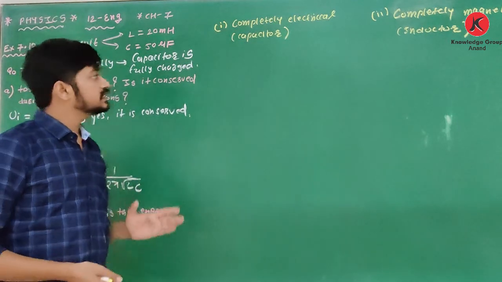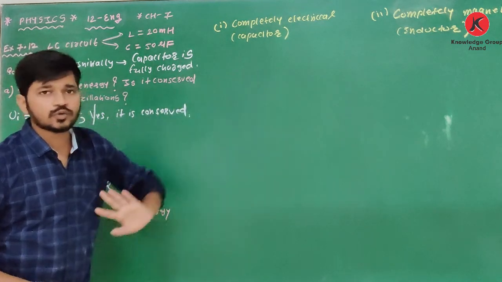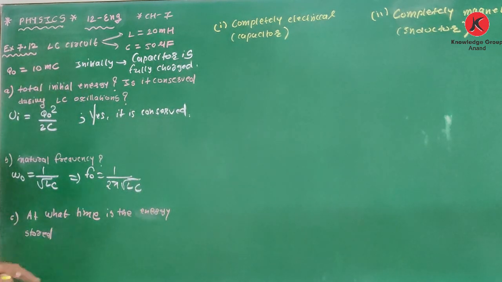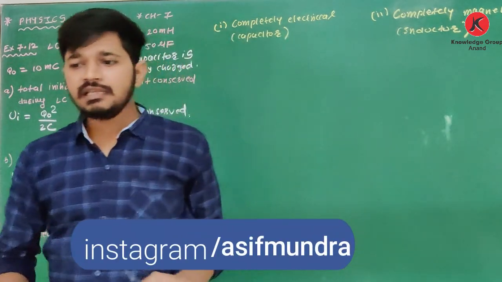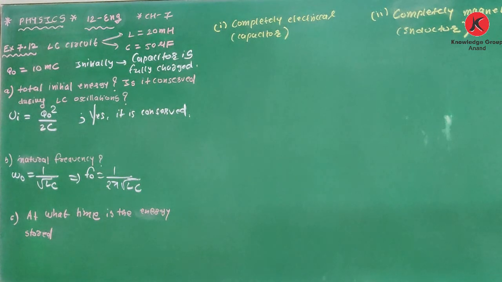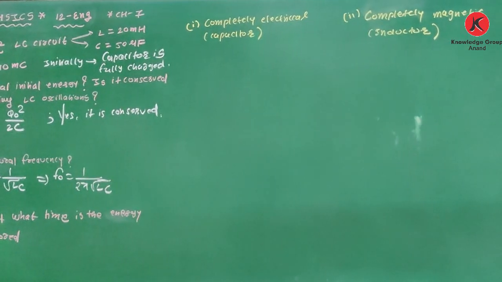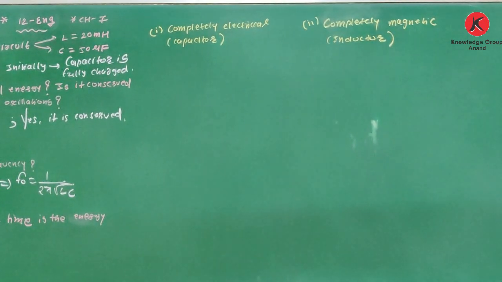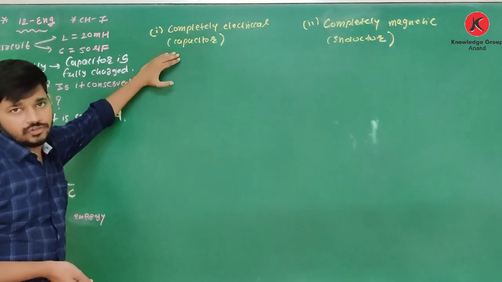But C and D, that you have to see. What is C? At what time is the energy stored first completely electrical, then completely magnetic? So now we will see these two questions. First, completely electrical means the total energy is in the form of electrical energy in the capacitor.